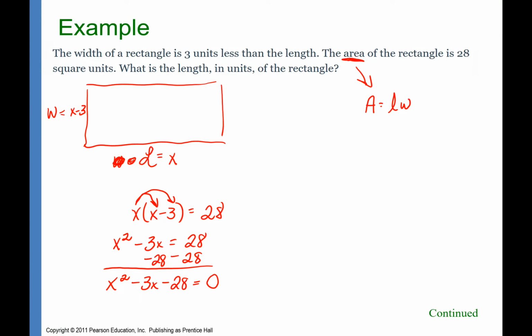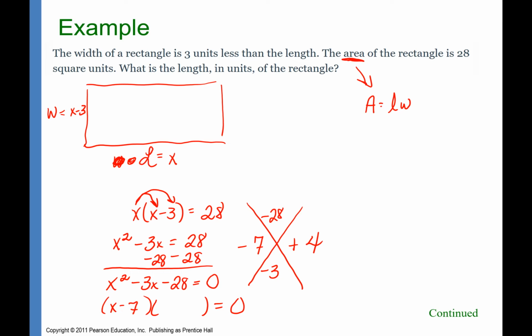So now we can factor. What multiplies to be -28 and adds to be -3? One has to be negative and one has to be positive to multiply to be a negative. So -7 and 4. Since a is 1, we know these are my factors: x minus 7 and x plus 4. That's only because a is 1. Now to solve this, we're going to set each of these factors equal to 0. Add 7.